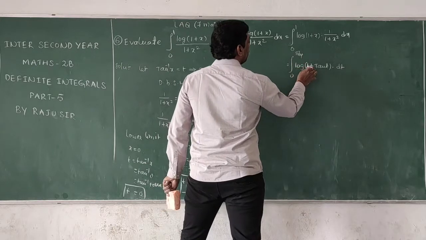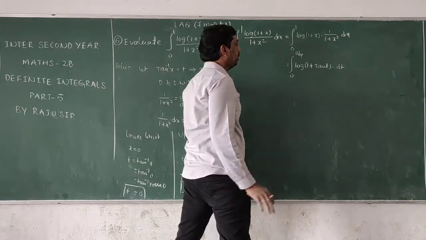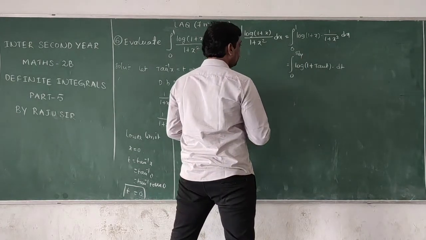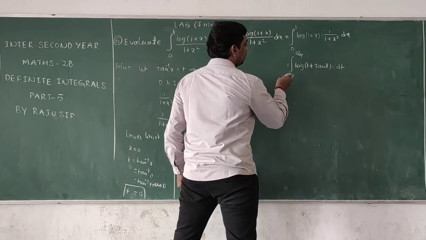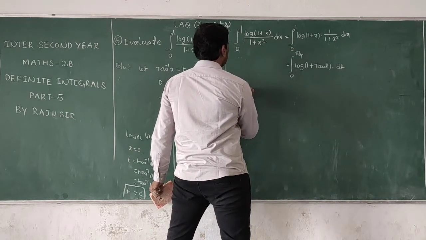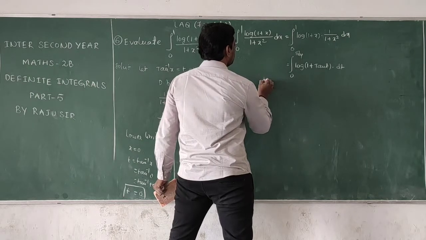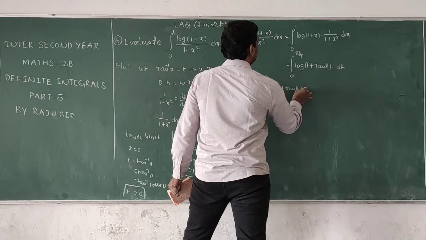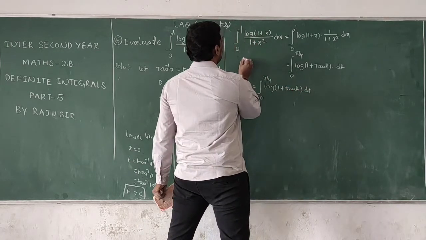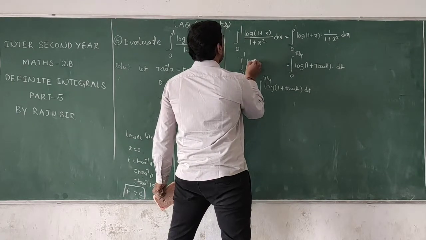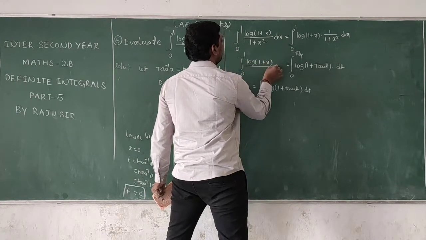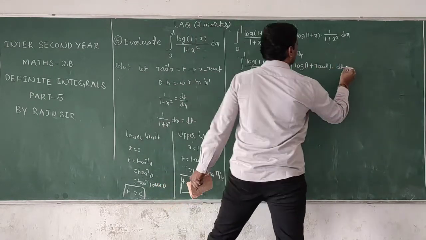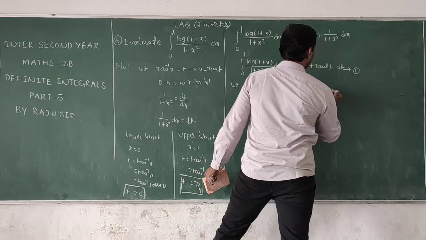Integration 0 to pi by 4 of log of 1 plus tan t dt. Now we need to find this value. In order to get the solution, let A equal integration 0 to pi by 4 of log of 1 plus tan t dt. So integration 0 to 1 of log of 1 plus x by 1 plus x square dx has this value, our assumption A equal to this. Take this as the first equation and this one as the second equation.